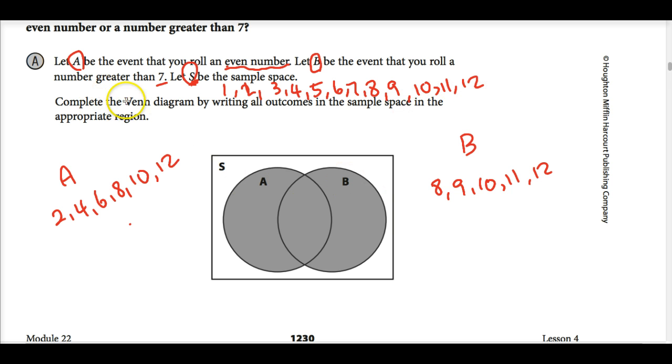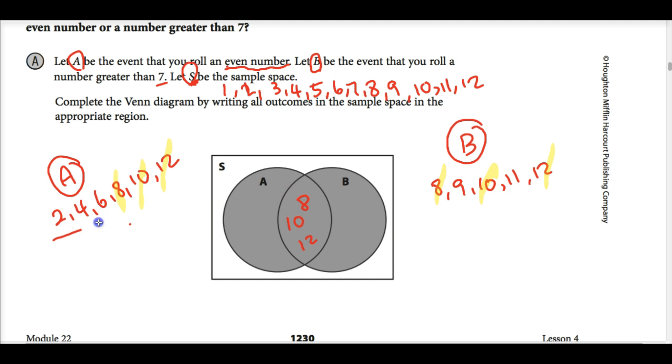Okay, let's complete the Venn diagram. Do they have anything in common between group A and group B? Let's see. Oh, look, they both have 8. They also both have 10. They also both have 12. So you see they have something in common between A and B: an 8, a 10, and a 12. So you're going to put that in the middle, because 8, 10, and 12 can be part of group B. It could also be part of group A.